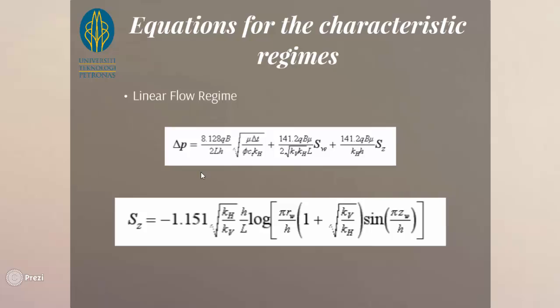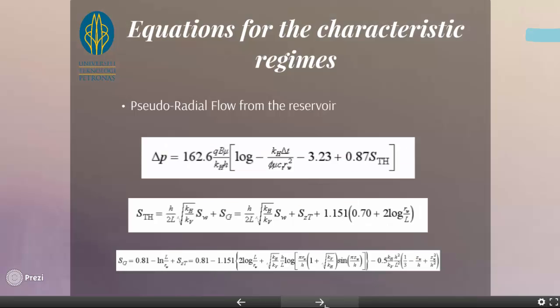As you can see here, this is the formula for Fz: Fz is equal to negative 1.151 times square root of h over kv, h over L, times log of pi times radius of well over h, times 1 plus square root of kv over kh, times sine of pi Zw over h, for the pseudo-radial flow from the reservoir.